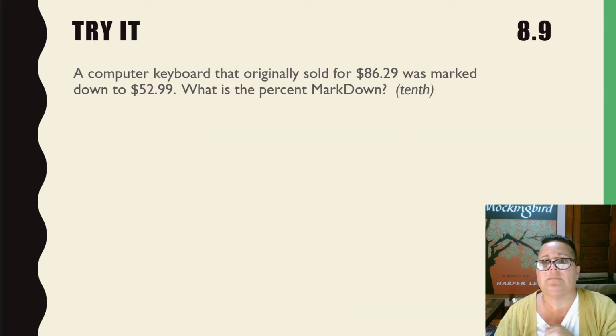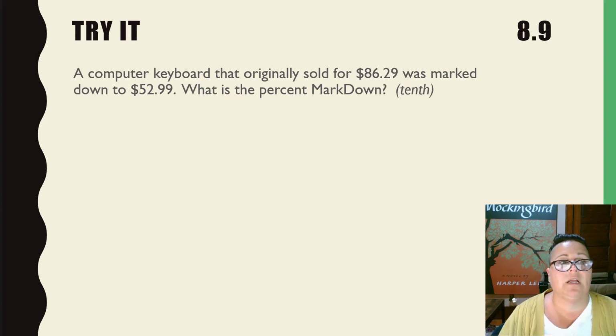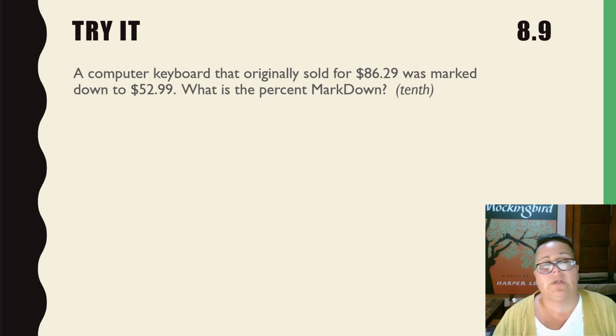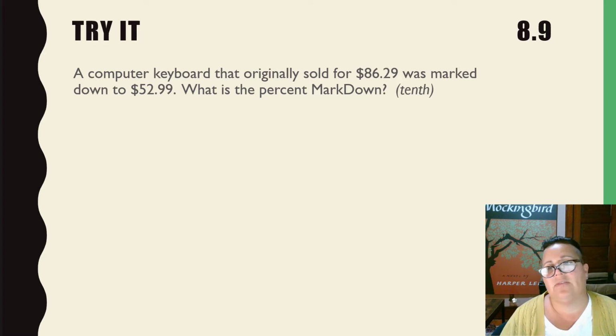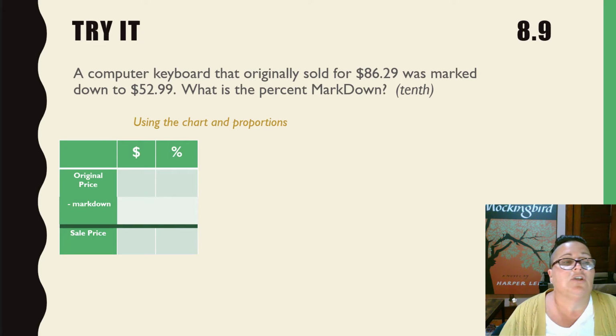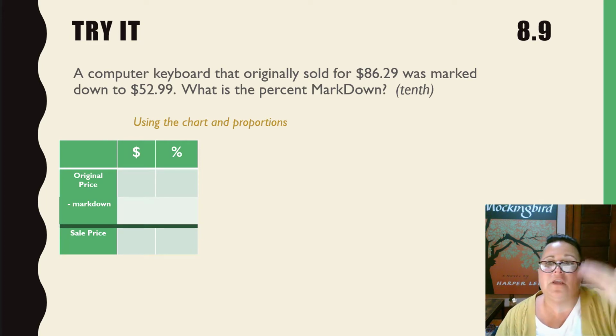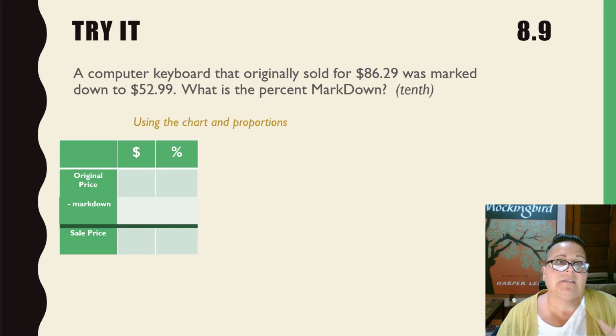Let's try a couple. A computer keyboard that originally sold for $86.29 was marked down to $52.99. What is the percent of the markdown? It says tenths there because I will take an answer to the nearest tenth. So we can use the chart and the proportions. Three columns. The first column is our overarching equation. The original price minus the markdown is the sale price.